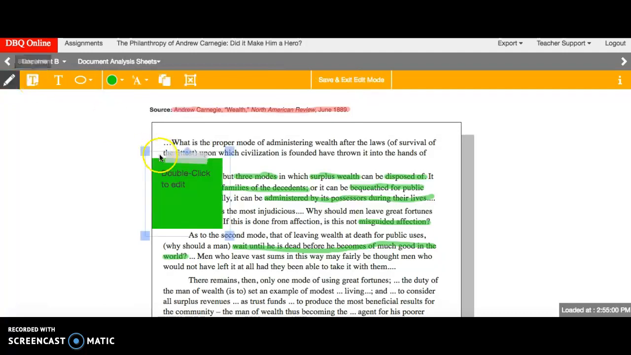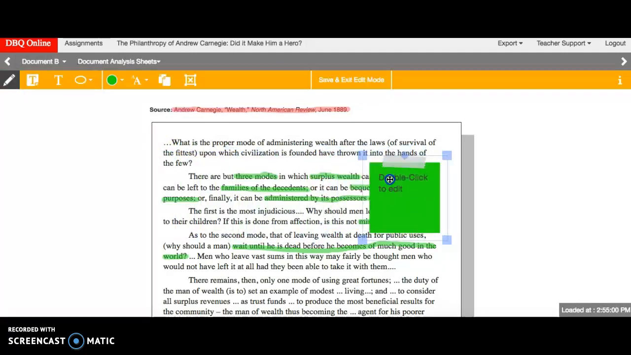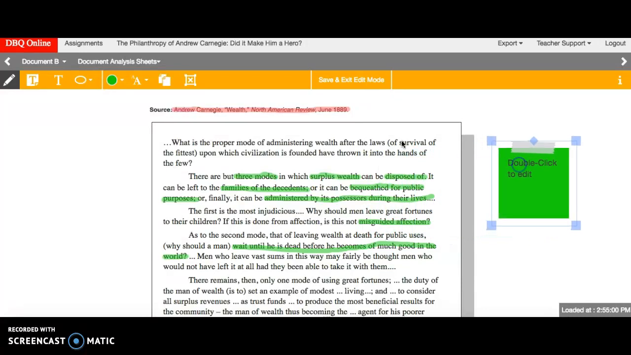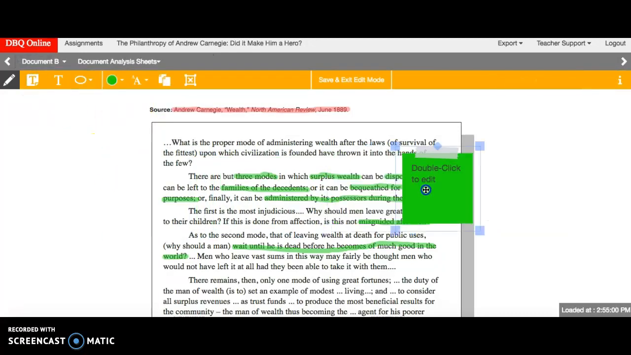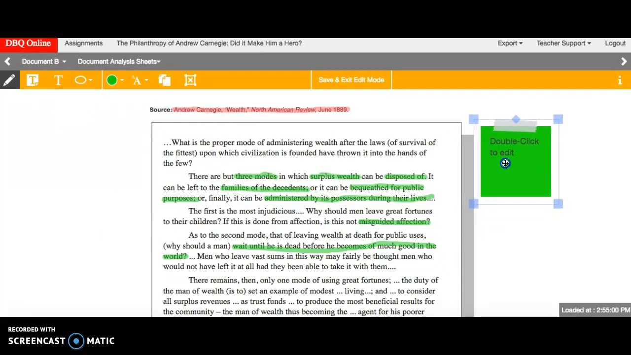So I'm going to insert a little sticky note here, and you can move him here. And if you needed to delete him, you have a delete button right here. You can get rid of him. We're going to bring him back. So put that one right here.